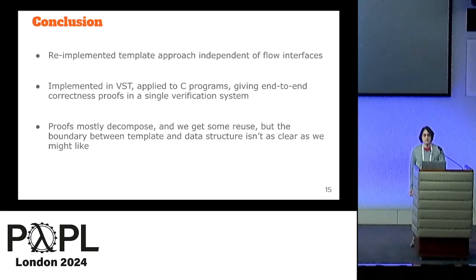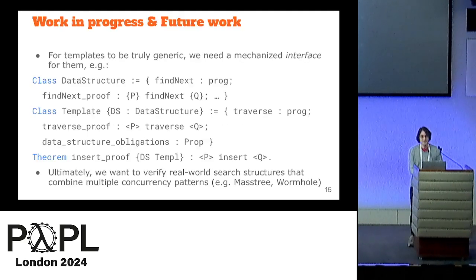But also we found that the boundaries weren't quite as clear as we'd hoped, and there are, at least for binary search trees, proofs that we do have to do once per data structure times concurrency combination, rather than once for a template or for a data structure. What we'd really like to see is a way to formalize the decomposition that we've talked about and actually make it a framework in which that decomposition is explicit.